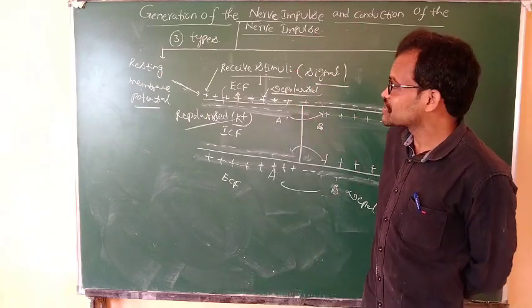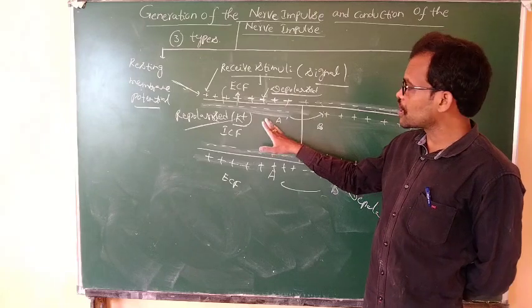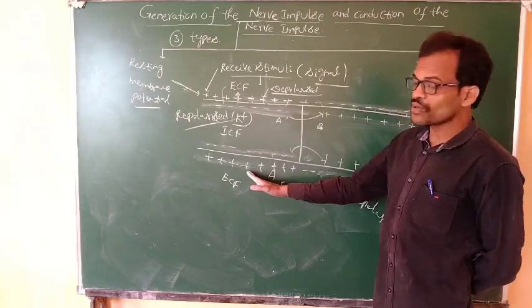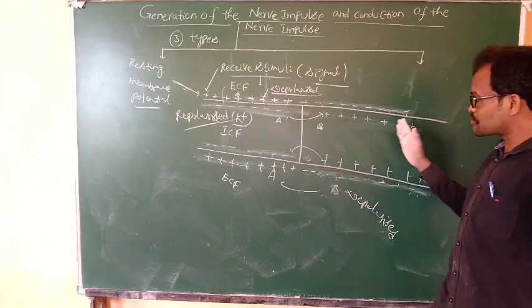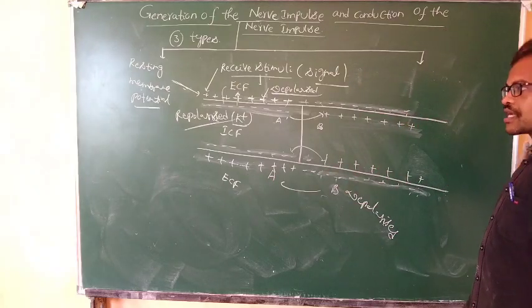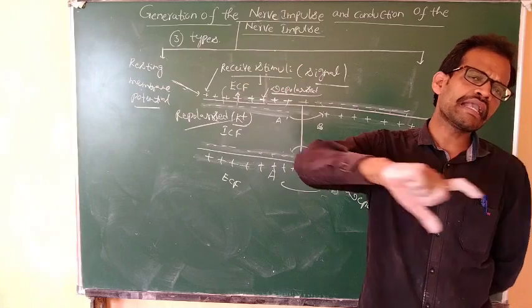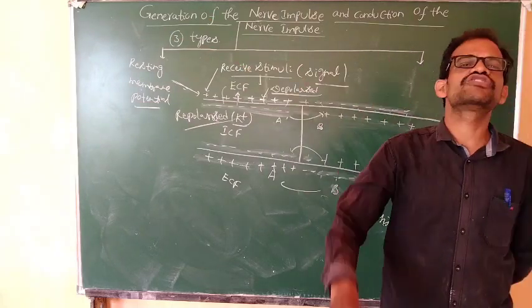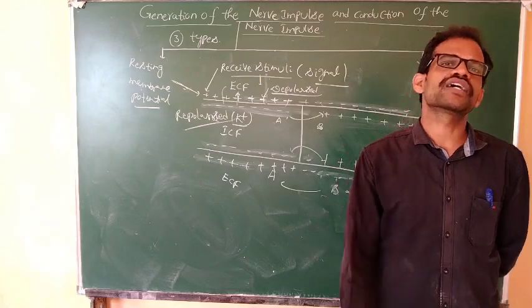This is how the impulse jumps from A to B, B to A. Once the impulse arrives, it is depolarized. Again this one is repolarized, and the next one is depolarized. The impulse passes along the entire membrane. The nerve impulse is nothing but the exchange of ions, the flowing of the current.